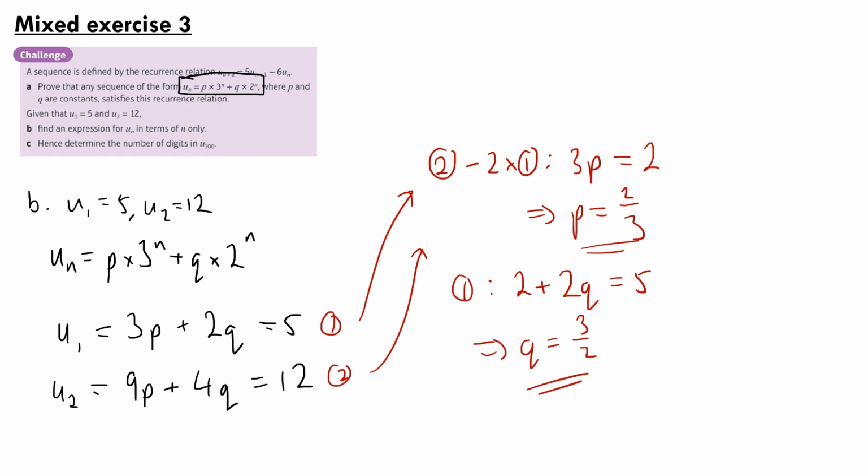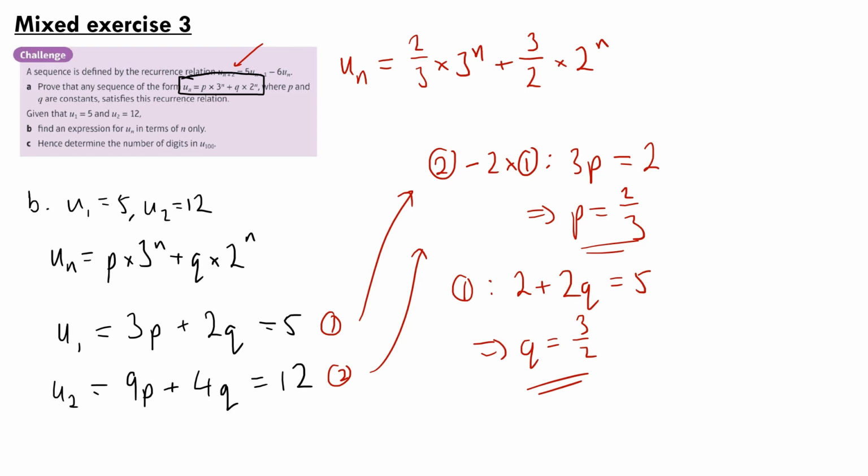And part B asks us to find the expression for u_n. So all we have to do is put in these values of p and q into this formula here. So we've got u_n equals 2/3 lots of 3 to the power of n plus 3/2 times 2 to the power of n.